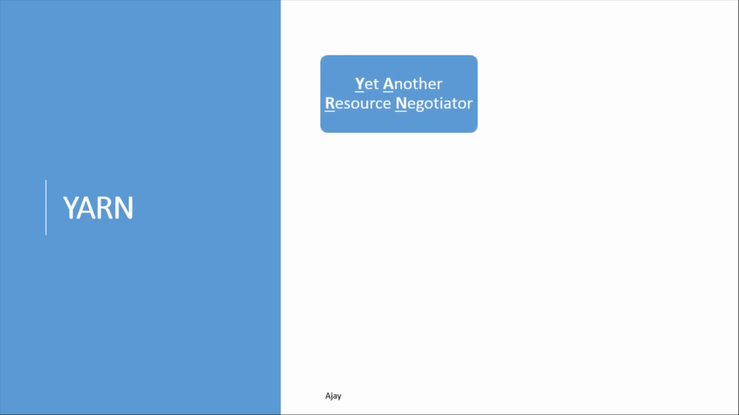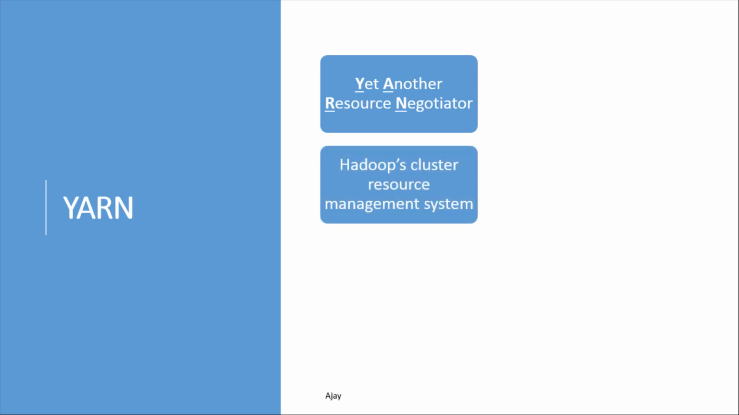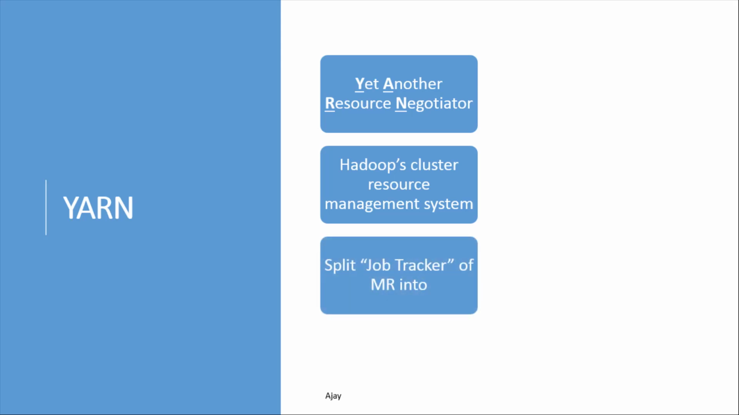Before we see how YARN solves the scalability issue, we first need to get some basics of YARN cleared out of our way. So YARN stands for Yet Another Resource Negotiator. By now I'm sure you know why it is called a resource negotiator. We already know that it is Hadoop's cluster resource management system.